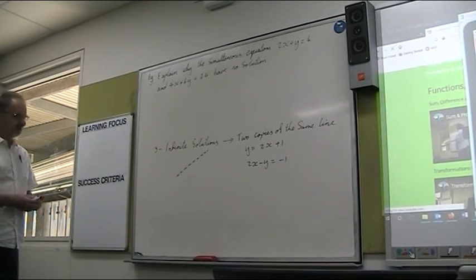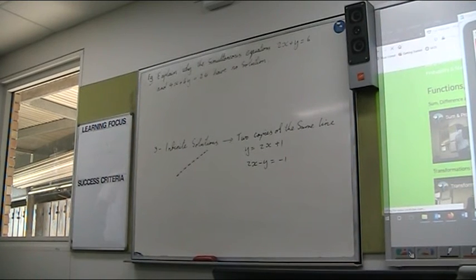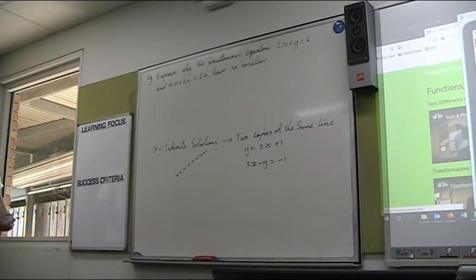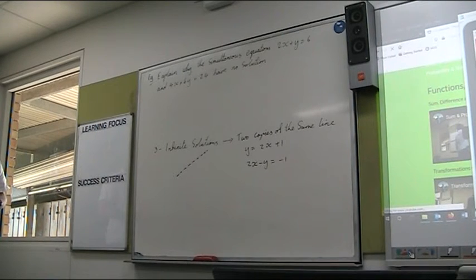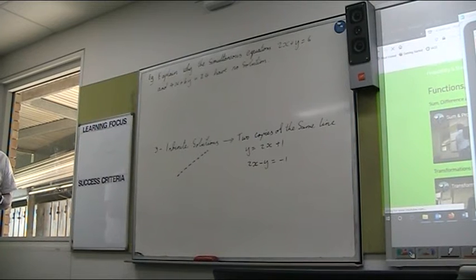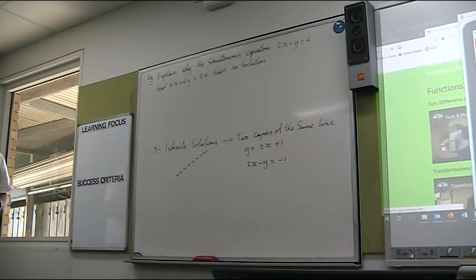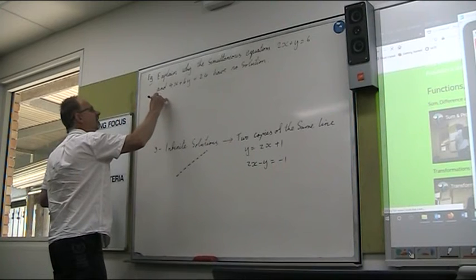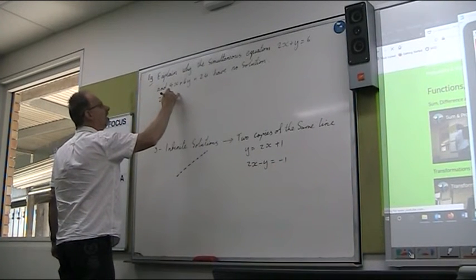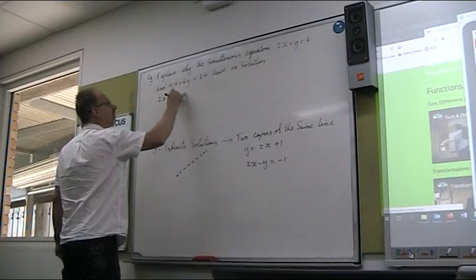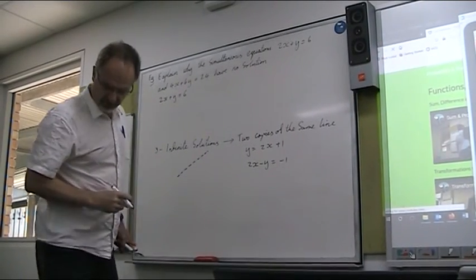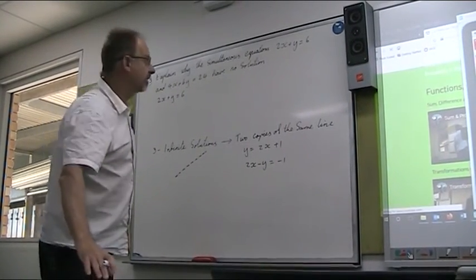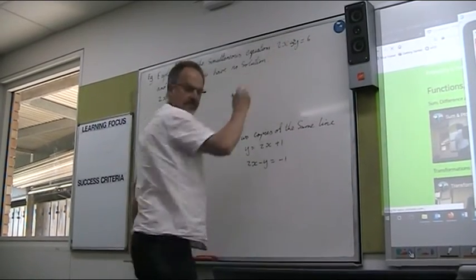All right. So the question asks us, explain why these two equations have no solution. So we would suspect if they have no solution that they are parallel, and if they are parallel they would have the same gradient. So what we need to do is just check that that is the case. Hopefully I've written my thing down correctly. Have I? No, I haven't. That should be 3y here. Sorry.